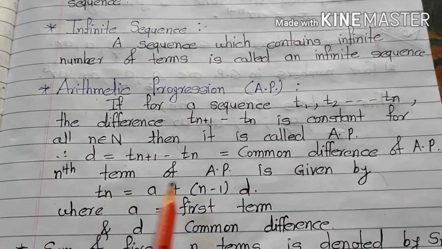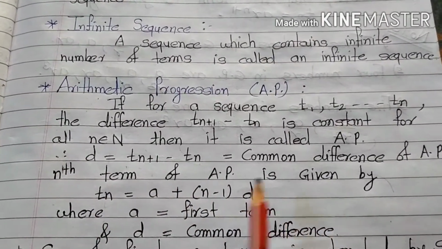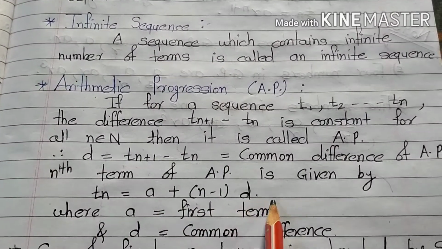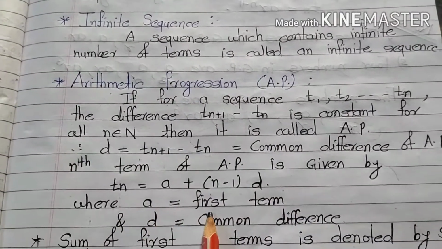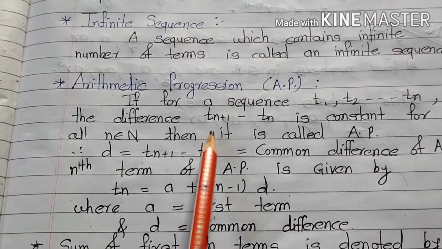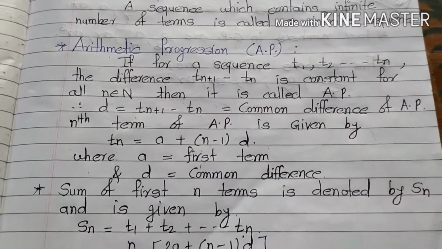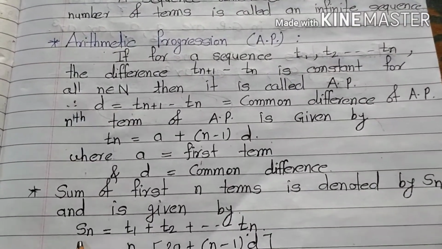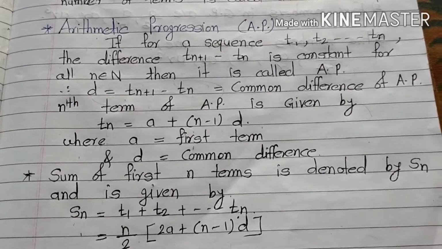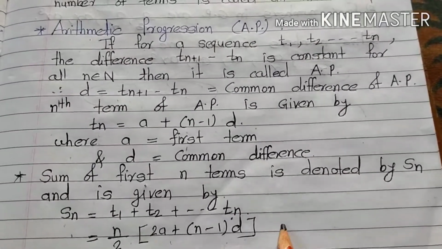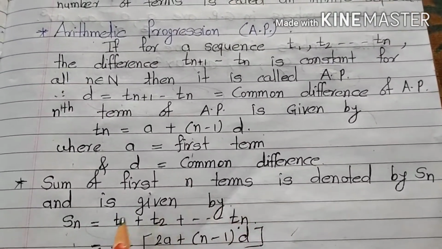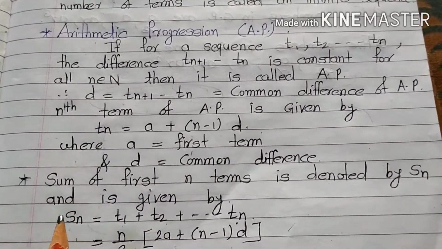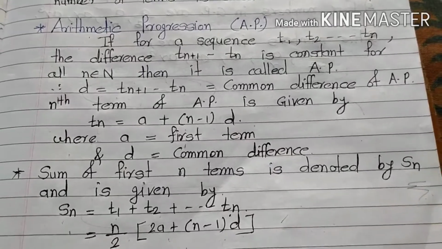Now to find the nth term of an arithmetic progression, there is a formula: Tn is equal to A plus n minus 1 into D, where A is called the first term and D is the common difference. Now to find the sum of n terms, there is a formula: Sn is equal to n by 2 into 2A plus n minus 1 into D. Otherwise, you can add T1 plus T2 up to Tn. The sum of the first n terms is denoted by Sn.